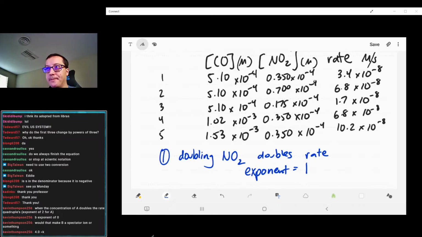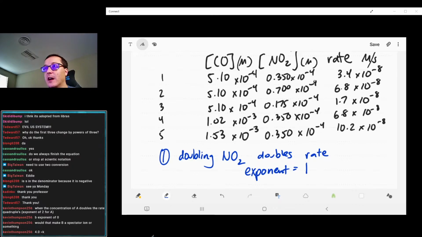All right. Let's go ahead now. Let's look at, how about 1 and 3? So in this case, we're halving the concentration of nitrogen dioxide. And indeed, we are going to halve the rate. So half the nitrogen dioxide halves the rate. That's the same thing as our doubling and doubling, right? So we already have that information there.